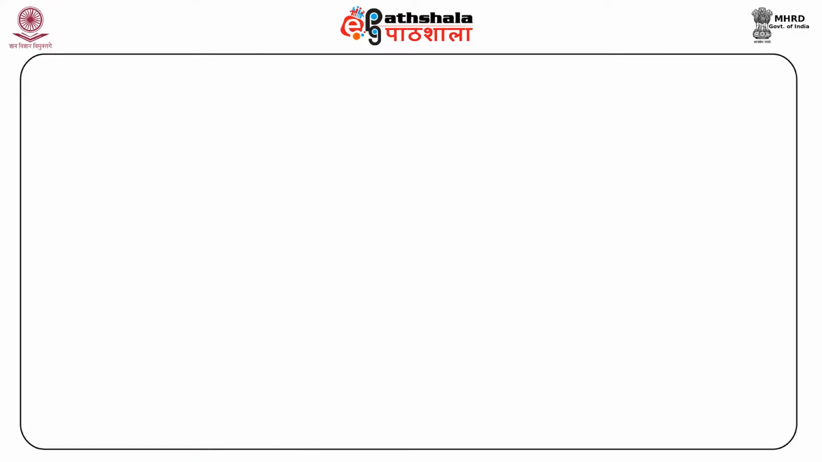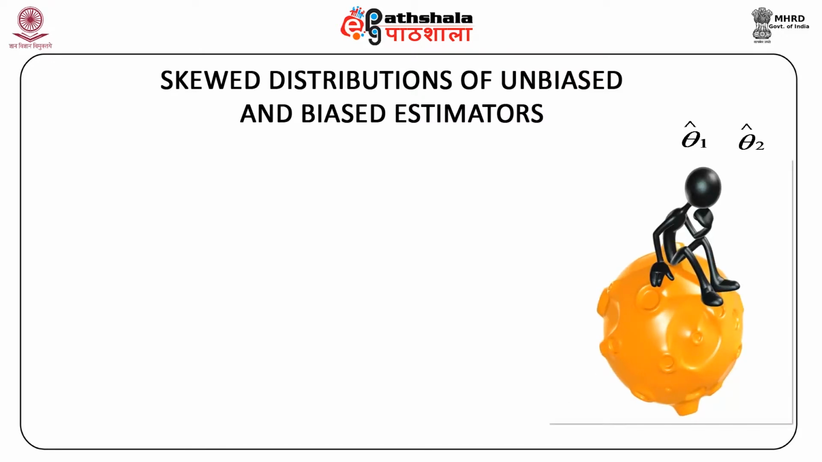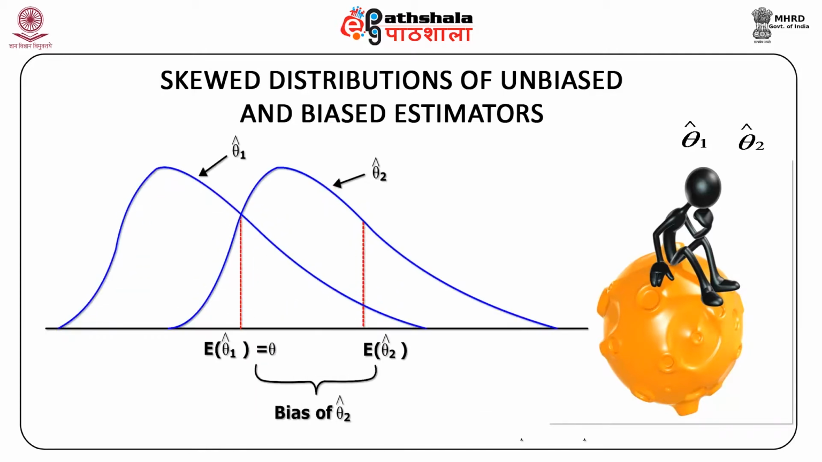Next, we will discuss skewed distributions of unbiased and biased estimators theta 1 hat and theta 2 hat. When expected value of theta hat minus theta is less than 0, there is a tendency to underestimate the parameter value. This does not mean that each and every sample will result in an underestimate. On the average, we can expect an underestimate. Similarly, if expected value of theta hat minus theta is greater than 0, there is a tendency to overestimate.